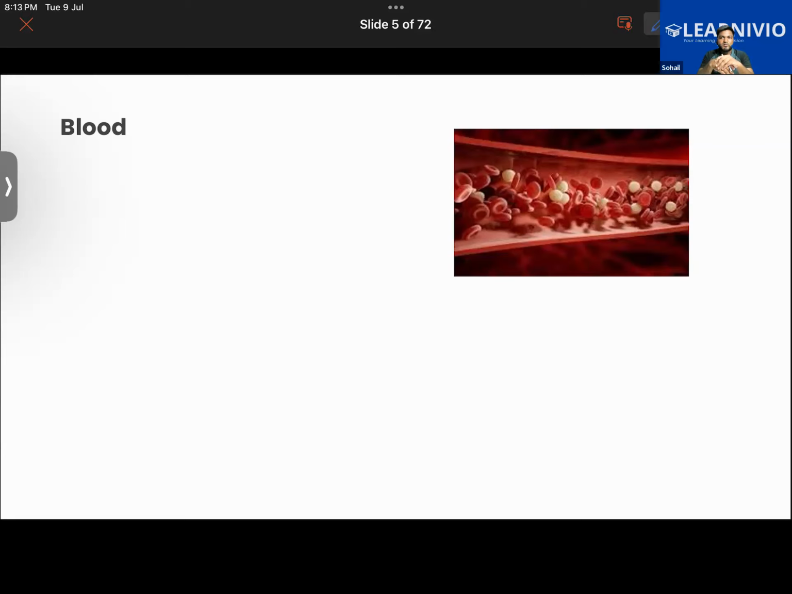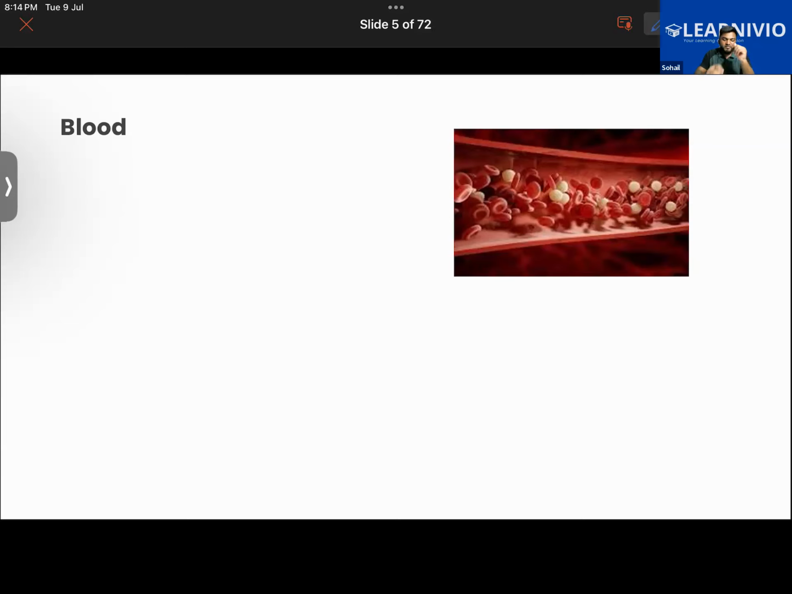Furthermore, blood has white blood cells, right? And white blood cells have the necessary antibodies which help our body fight against infections, bacteria, viruses, etc. Basically, the pathogens. So blood has a very important cell called the white blood cell, which strengthens the immune system of the body, right?